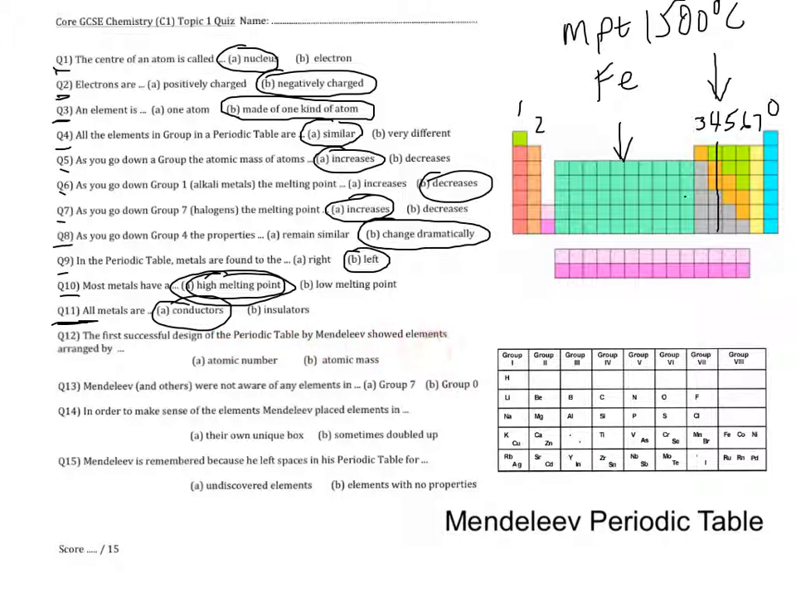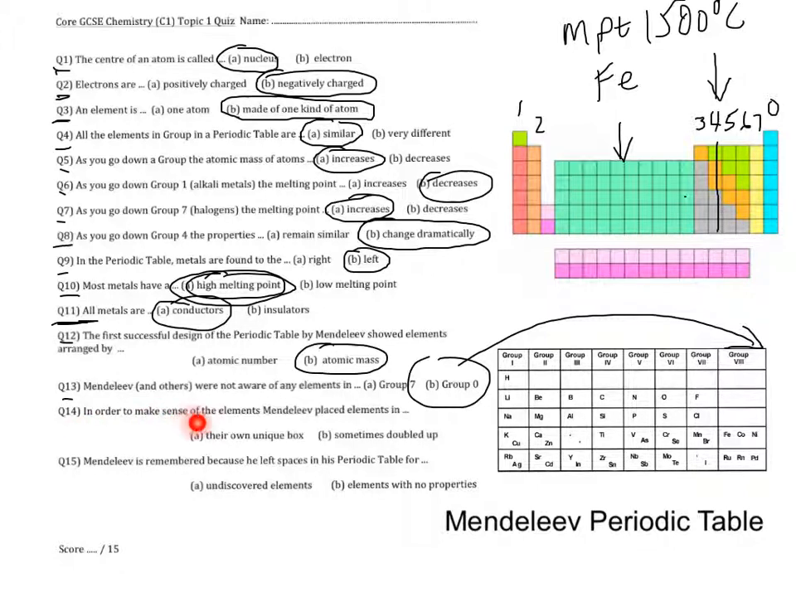Mendeleev first organized his elements in the periodic table he designed by using their atomic mass, that's their weight. Mendeleev was also unaware of certain elements at the time. Was it group 7 or group 0? Well, we can see here group 7 elements, so he wasn't aware of group 0 elements, which are noble gases found in the atmosphere. There was no discovery of those at all at the time.